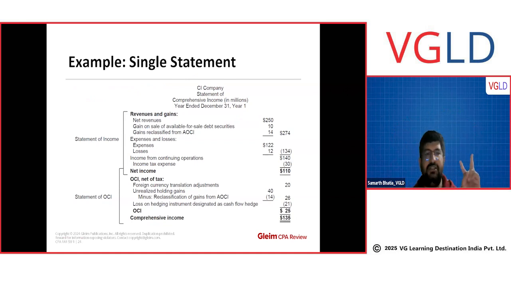See, you have two options. One is you prepare a single statement, which is a statement of comprehensive income. You prepare a single statement where you first calculate the net income, just like we have done in the income statement. Then after net income, you will calculate OCI net of tax. Like OCI net of tax is 25. Once you add this to $110, you'll get the comprehensive income. That is $135.